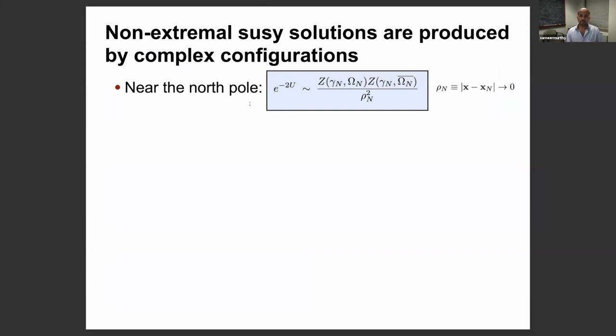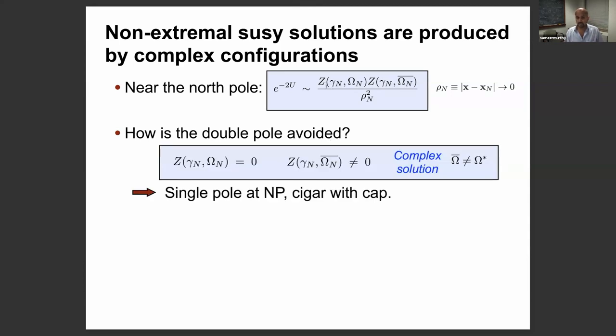Now you notice that near the North Pole, the blackening factor has the same behavior. Z bar really means Z of omega bar, that's what I should have said, divided by rho square, where rho is the distance to the North Pole. So this seems to pose a puzzle. I said that by splitting this harmonic function, you can make it non-extremal, but e^{-2U} still has this form. And the only way to avoid it is by complexifying the solution. So you demand that z is zero, but z bar is not zero. This is a complex solution, and that gives you a single pole at the North Pole, and you have the opposite phenomenon at the South Pole. So you have this sigma times this sphere.